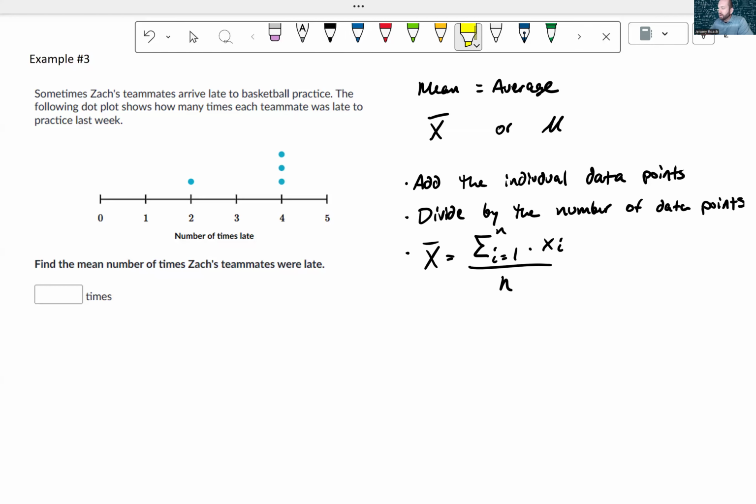All this means here is the sum of our values, each individual data value. And then n is the total number of data values that we have. So a much more simplified version is the formula that you probably remember from earlier in school. To calculate the mean, let's do that.